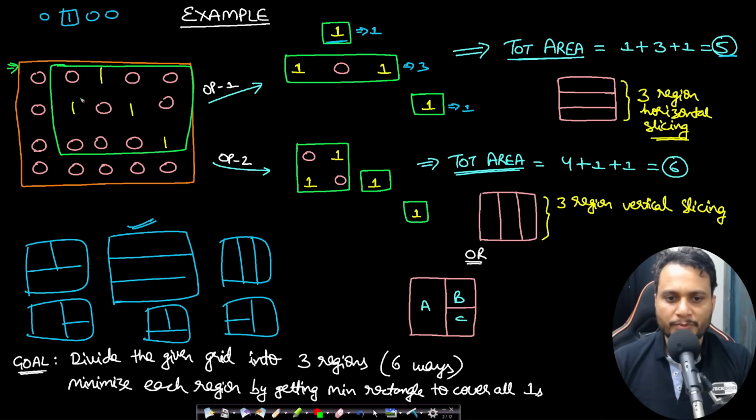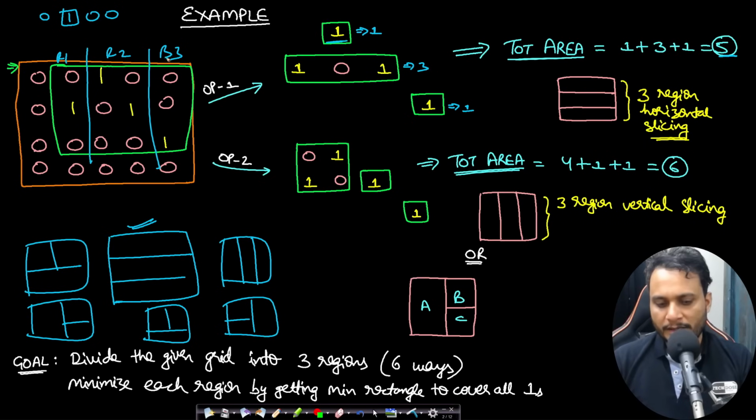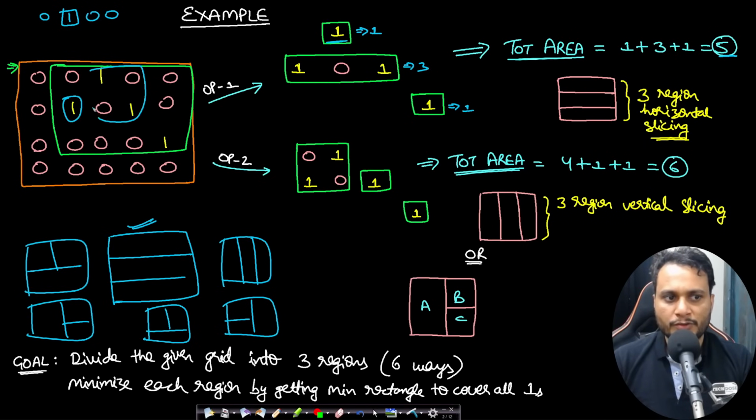So this is one possible partitioning. Another possible partitioning could be to do something like this, where you have this as region 1, region 2, region 3. And if you do this kind of partitioning, then you will have this 1, this 2 by 2 and this 1. So the total area is going to be 6.